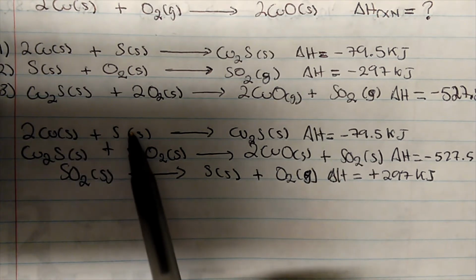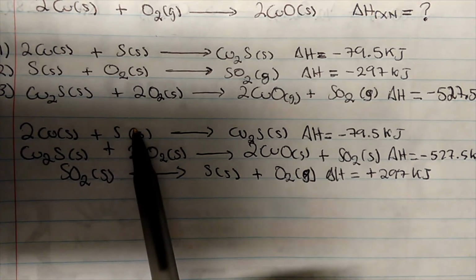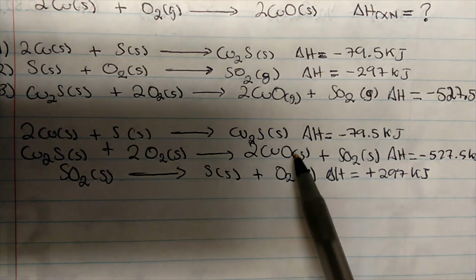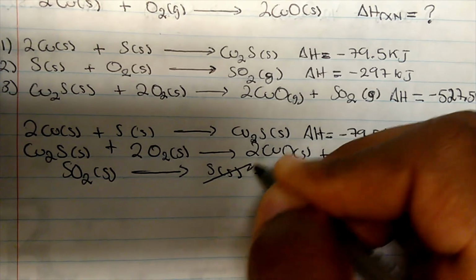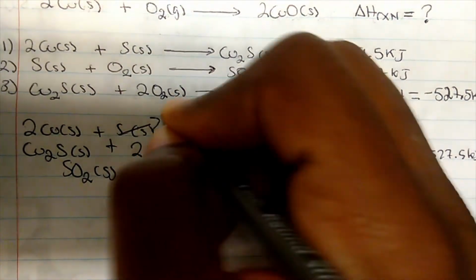How about sulfur? We see sulfur as a reactant over here. As a product, do we see it? Sulfur. Yep. So there's a sulfur as a reactant here. So the idea is this cancels, this cancels. And maybe I should write this out so we could see.